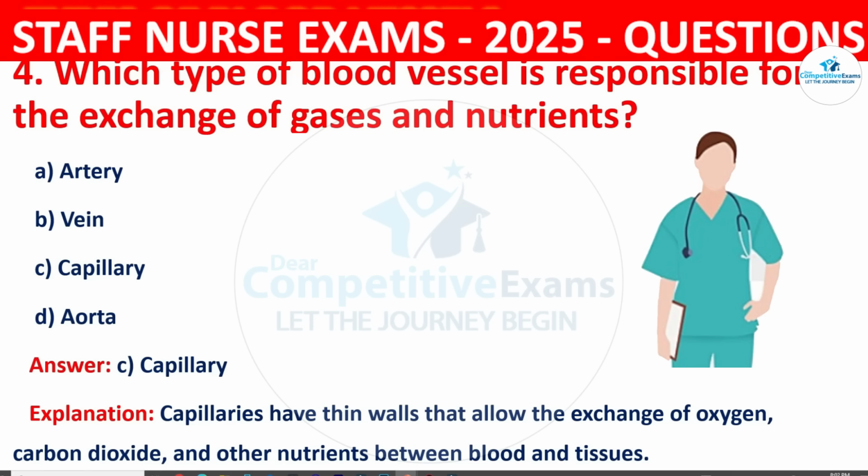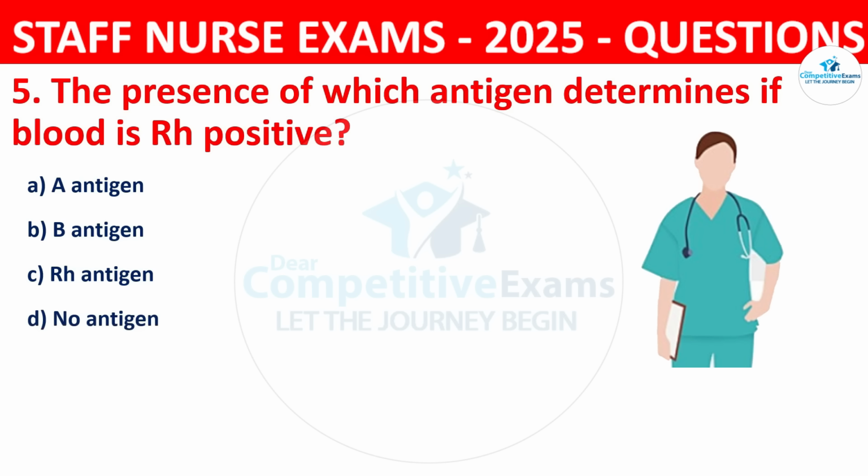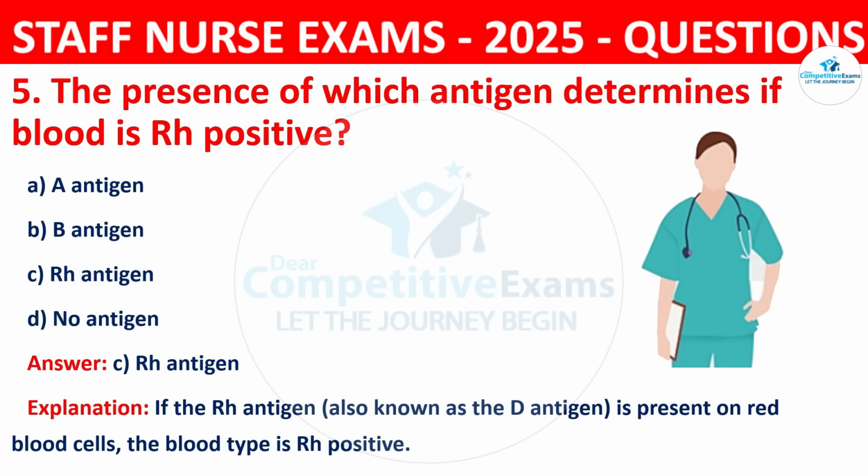Question number 5. The presence of which antigen determines if the blood is Rh positive? Your options are A antigen, B antigen, Rh antigen, or no antigen. The correct answer is C, that is Rh antigen. If the Rh antigen, which is also known as the D antigen, is present on red blood cells, that blood type is Rh positive.